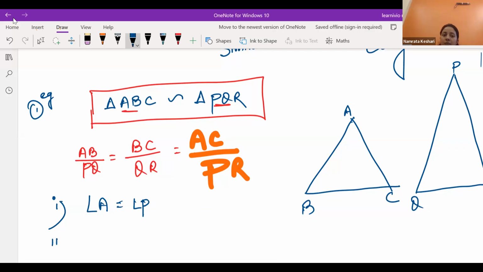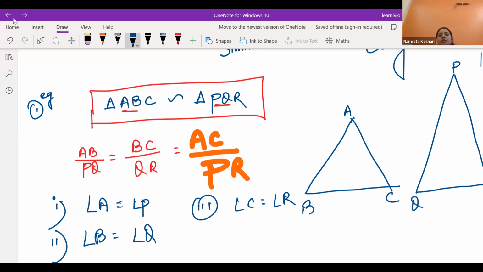Angle B over here is equal to angle Q over there, and angle C over here will be equal to angle R over there. This condition will automatically follow once you know these two triangles are similar. Making sense?